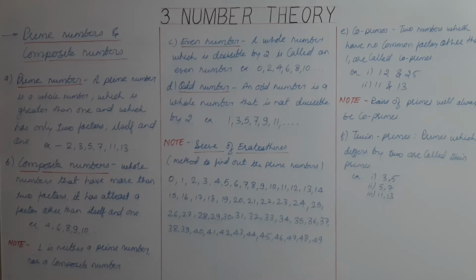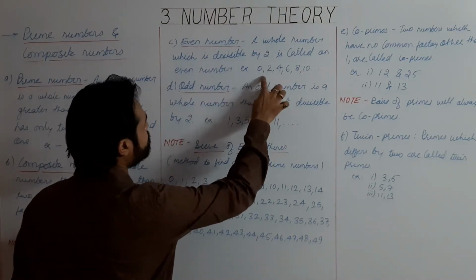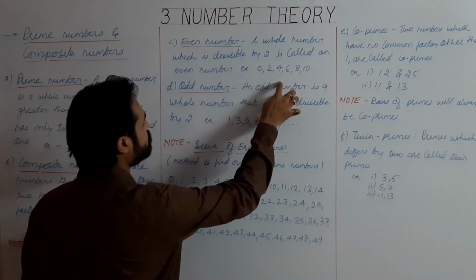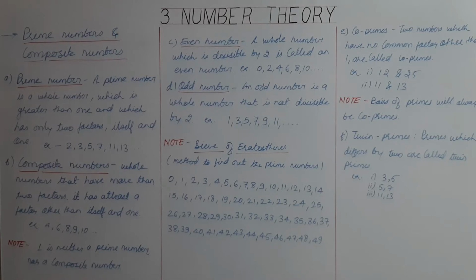Next, even numbers. A whole number which is divisible by 2 is called an even number. Examples are 0, 2, 4, 6, 8, 10 and so on. Why is 0 an even number? Because if you write 0 in terms of 2, 4 or 6, you will write 0 into 2 or 0 into 4, which is divisible by 2. So 0 is also an even number.